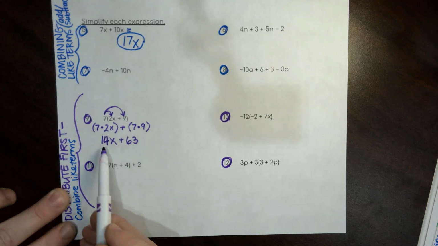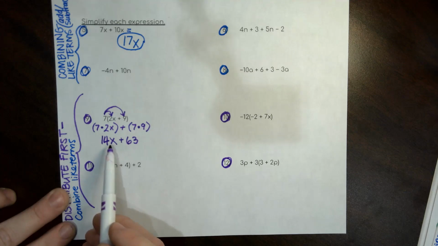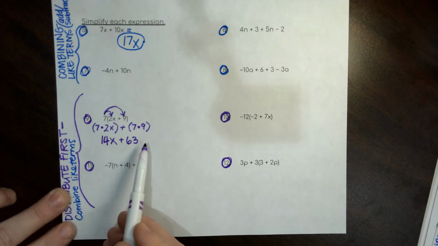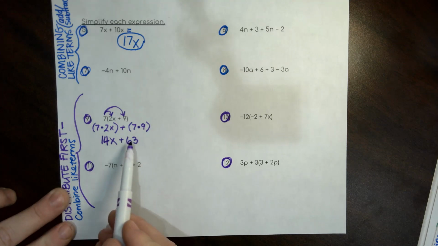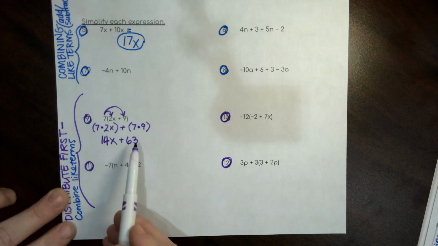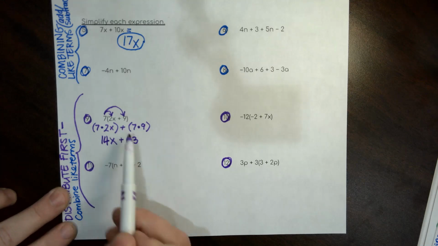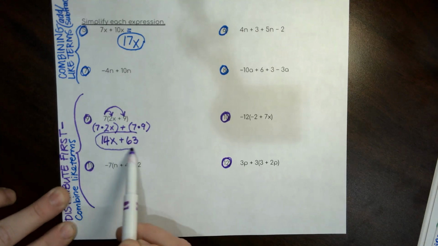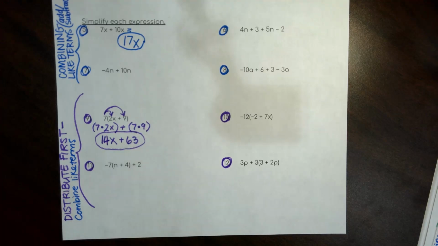Okay, and my 14 has an x attached to it. My 63 has no variable attached to it. Are these like terms? No. So we cannot combine them. That is our final answer there. That's as far as we can go with that one.